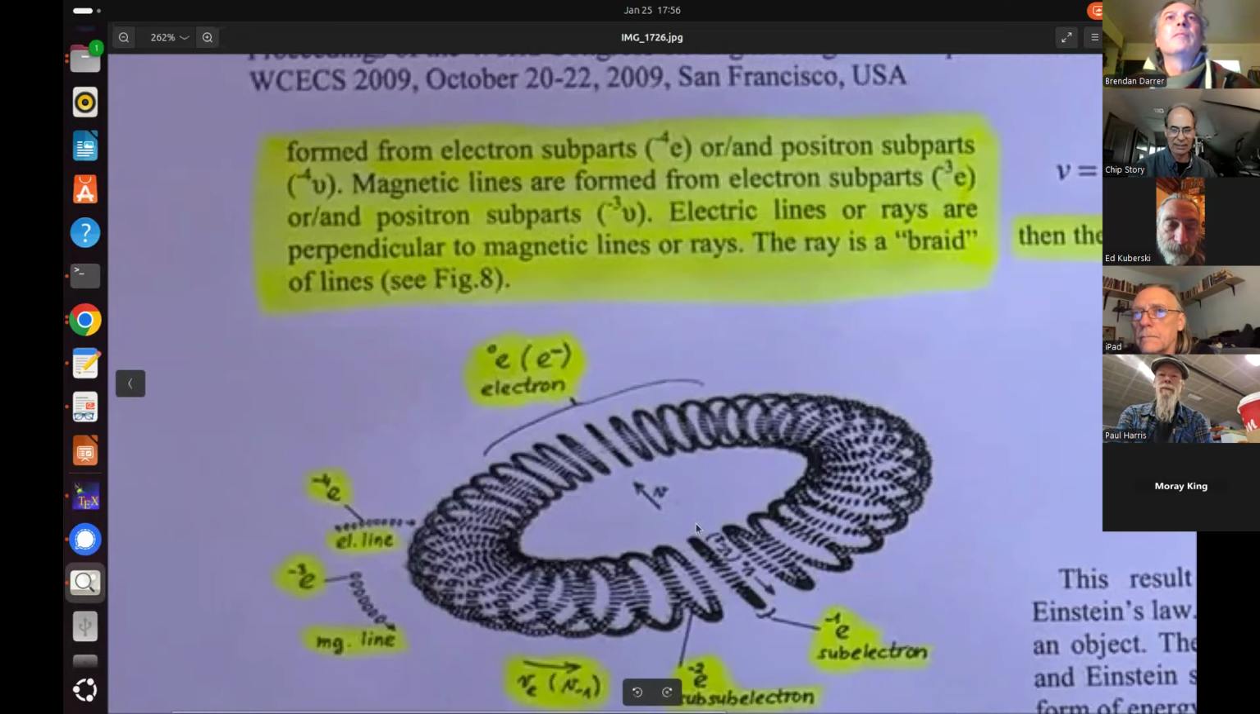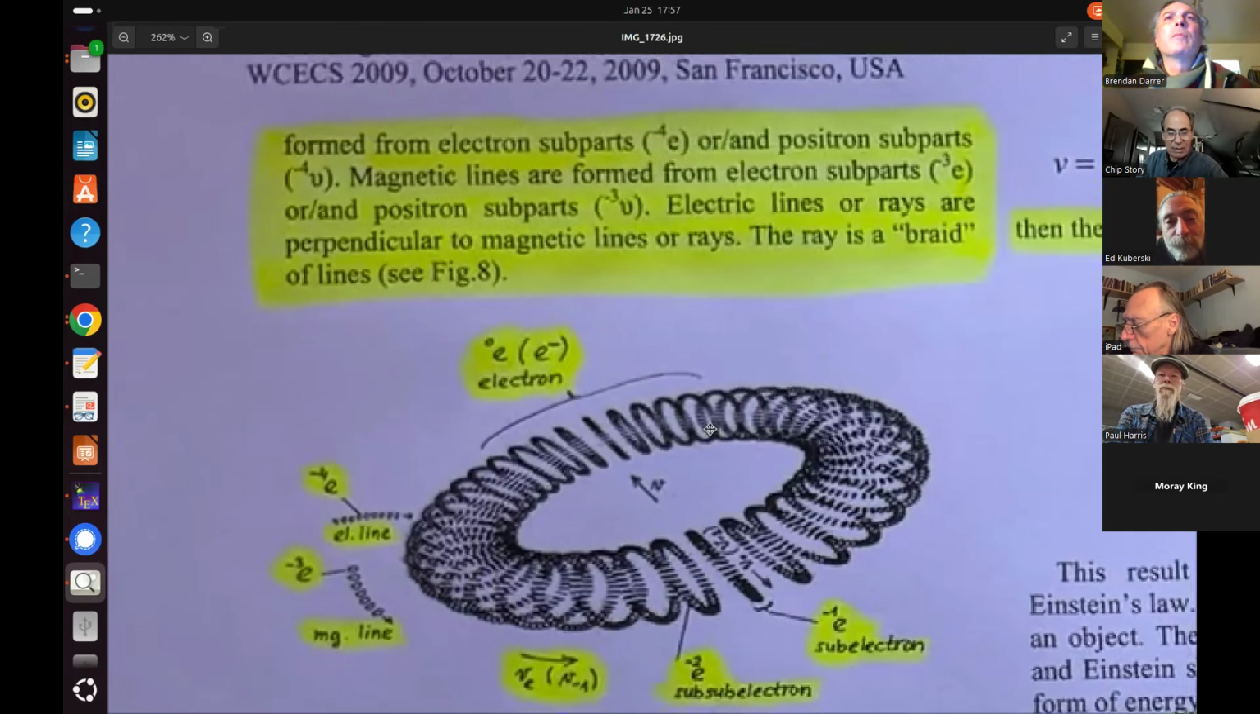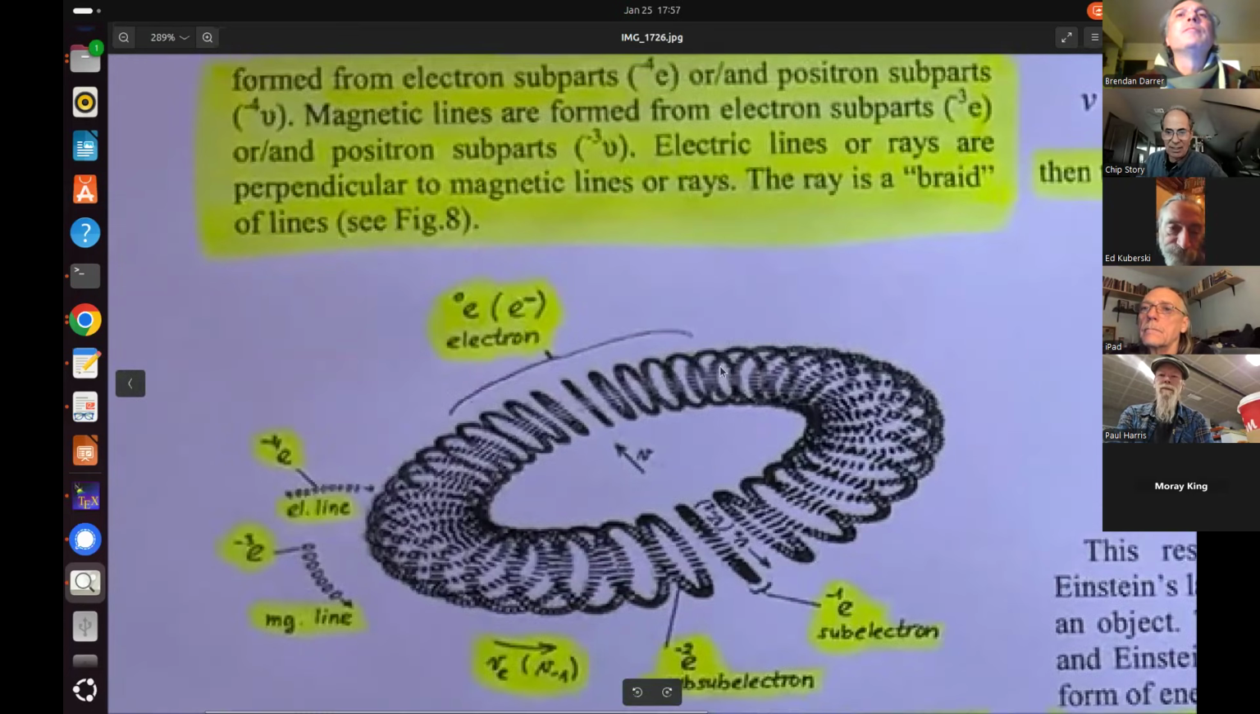All right, so now he's getting down into what appear to be subquantum levels with the subparts, subatomic. I think quarks are going to come in here somewhere too. Magnetic lines are formed from electron subparts and or positron subparts. So not quarks, but etherons. Even further down. I'm surprised I skipped over the quarks here, but I think they may be completely fractalized. It doesn't need to be described in any other way. Electric lines or rays are perpendicular to magnetic lines or rays. The ray is a braid of lines.